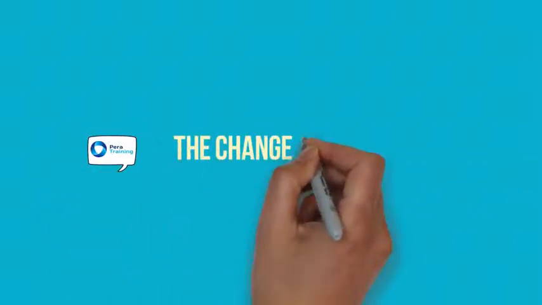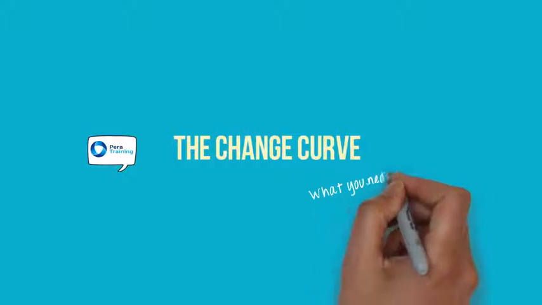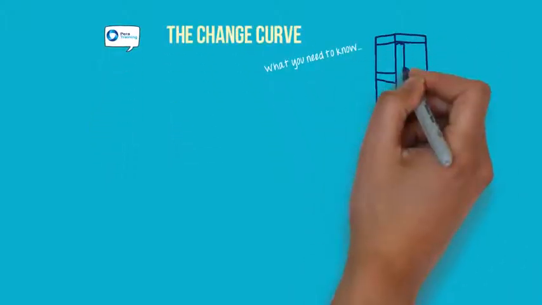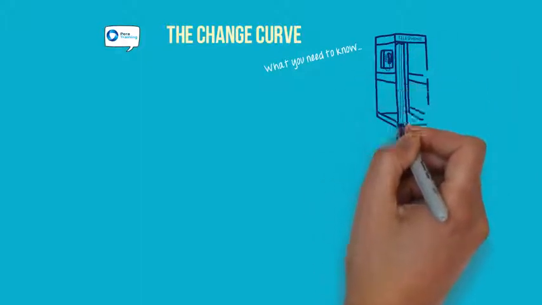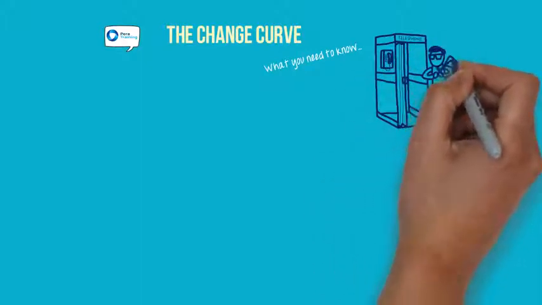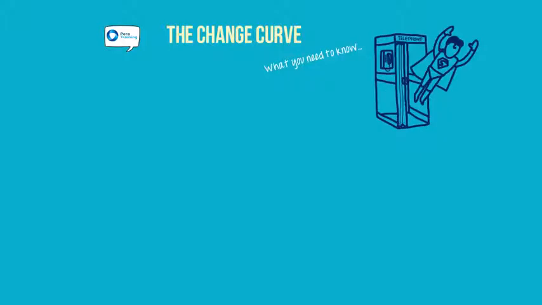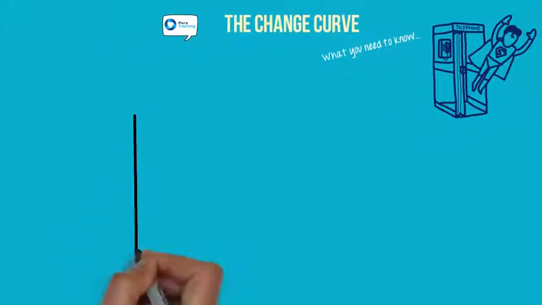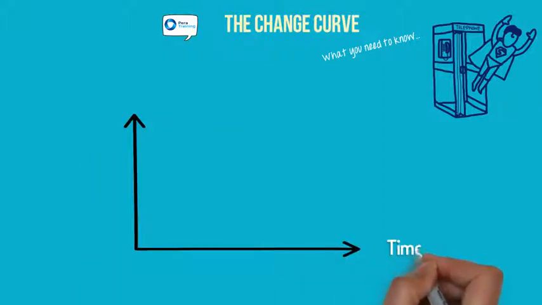Let's talk about the change curve. In this video, I want to give you an overview of what it is and how you can use it. When organisations change, it's people as well as systems, processes and structures who need to adapt. Understanding this human element is critical if change projects and initiatives are to be successful.